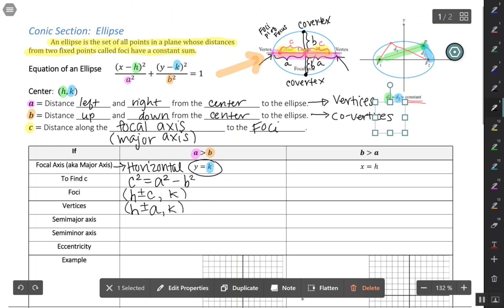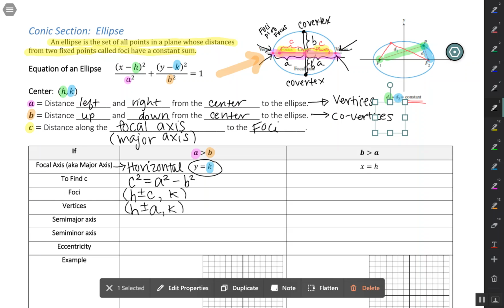If the center is (h, k), and I take h and I add a, I'm going to be over here. If I take h and I subtract a, I'm going to get over here. But it stays at the same level, it's not moving up or down. That's why the k doesn't change.